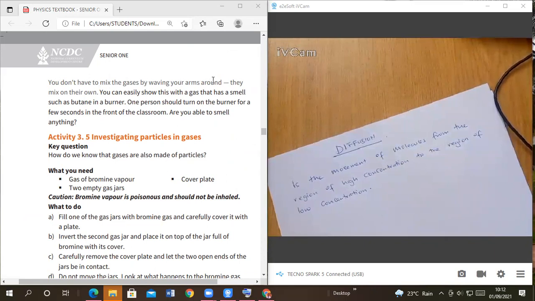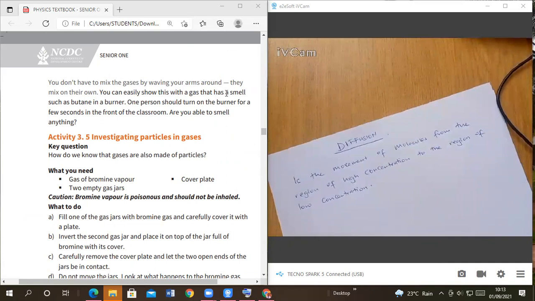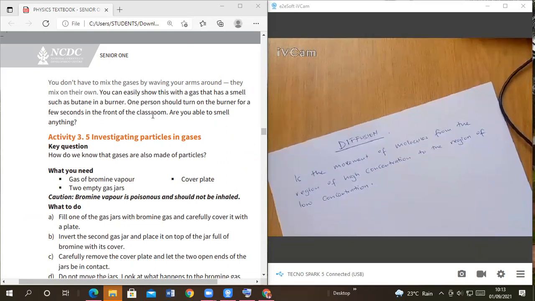Now here they are telling you that you don't have to mix the gases by waving your arms around. They mix on their own because they can move. We have seen Brownian motion, that they also move randomly. So it's also saying that you can easily show this with a gas that has a smell, such as butane in a burner. One person should turn on the burner, and then after a few seconds see what is in front of this person.